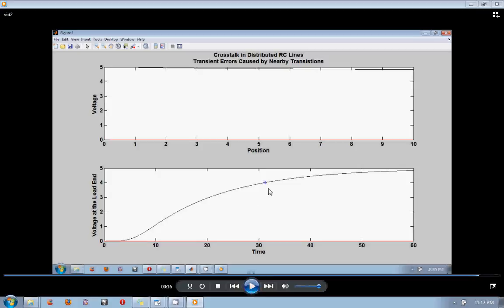This can be described as effective capacitance. When one wire is transitioning and the other is steady, the effective capacitance is the sum of C and C sub C. When both are transitioning in the same direction, the effective capacitance is simply C. When both are transitioning in opposite directions, the effective capacitance is C plus 2 times C sub C. The next simulation will show opposite transitions.